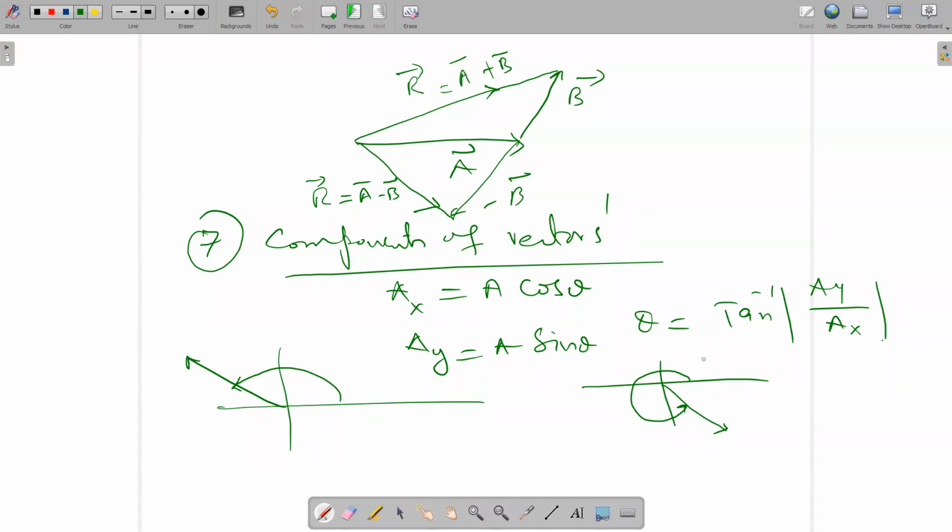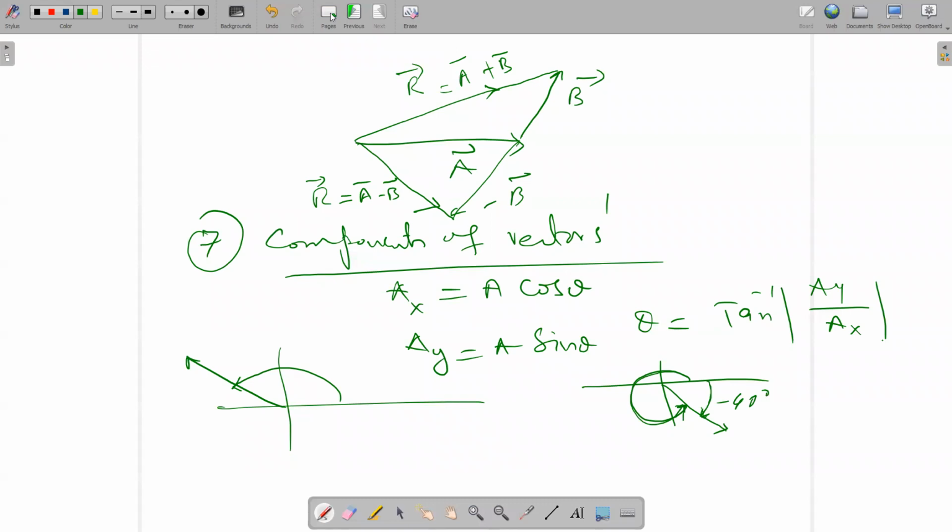But in some cases, if the answer is not between 270 and 360, and the answer is given in smaller values like 50 degrees, 40 degrees, then they are taking the direction from here to here. And this direction is the negative direction. So if they give the answer of minus 40 degrees, it means you are taking this direction. But if the answer is like this one, then it is from the positive direction. Okay.